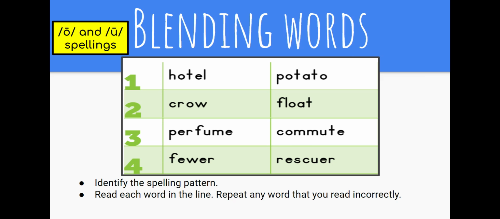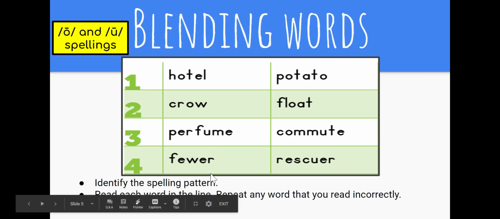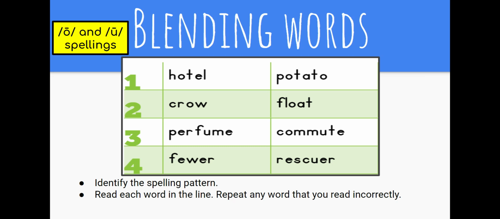Alrighty, Kipsters, how did you do? Let's decode these words together. Okay, line 3, the first word is, 1, 2, ready, read. Perfume, commute. In line 4, the words are fewer, rescuer. Alrighty, Kipsters, if you made a mistake on any of those words, that's okay. Go back and read them again.